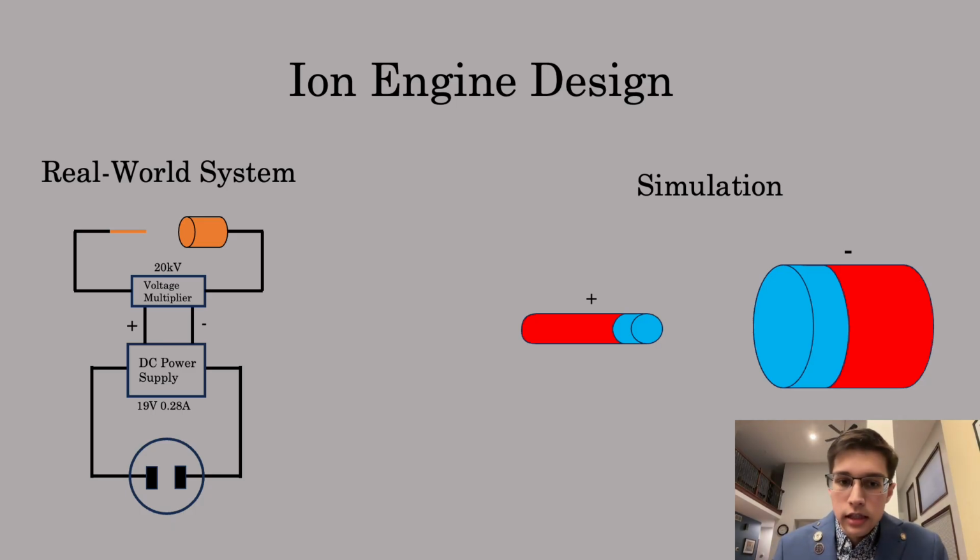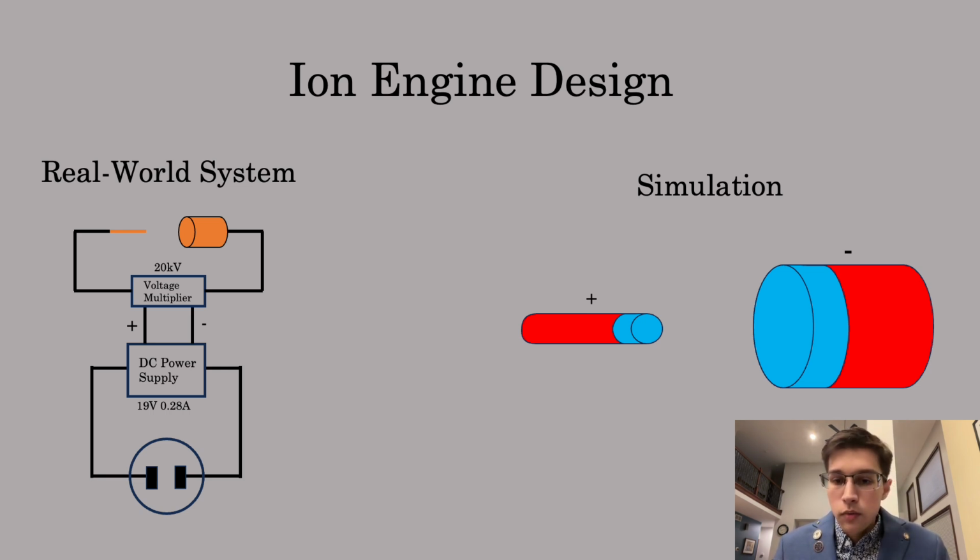I have two designs. One is my real-world design, and one is my simulation design. The real-world design works by a DC power supply plugged into an outlet that outputs 19 volts and 0.28 amps. The positive and negative ends are connected to a voltage multiplier. The positive end is connected to a copper wire, and the negative end is connected to a copper tube. This is where we will create our ion engine in the real world using different copper tubes, explained later.